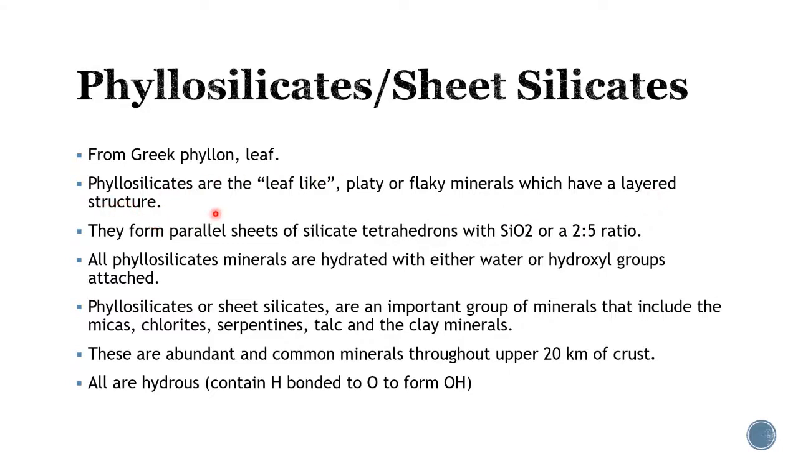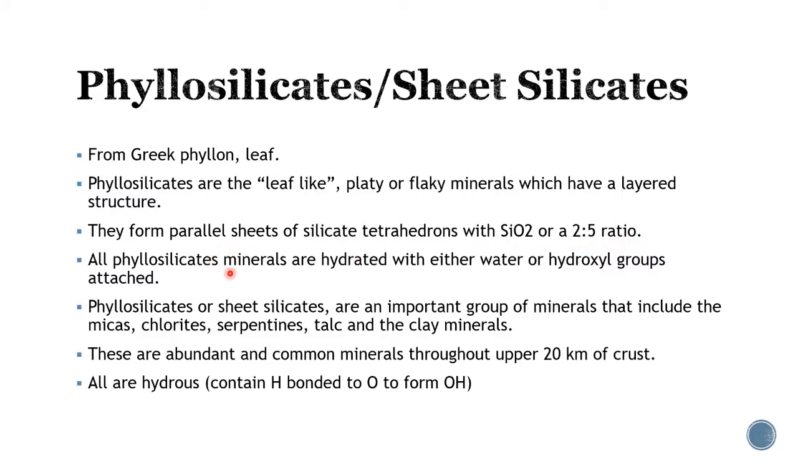When you see mica, for example, which is a phyllosilicate, you can easily take off the kind of leaves or papers one upon one which are stacked on top of each other. They form parallel sheets of silicate tetrahedrons with a 2 to 5 ratio. That's what I discussed earlier, that 2 silicon atoms and 5 oxygen atoms. So this is the ratio 2 and 5.